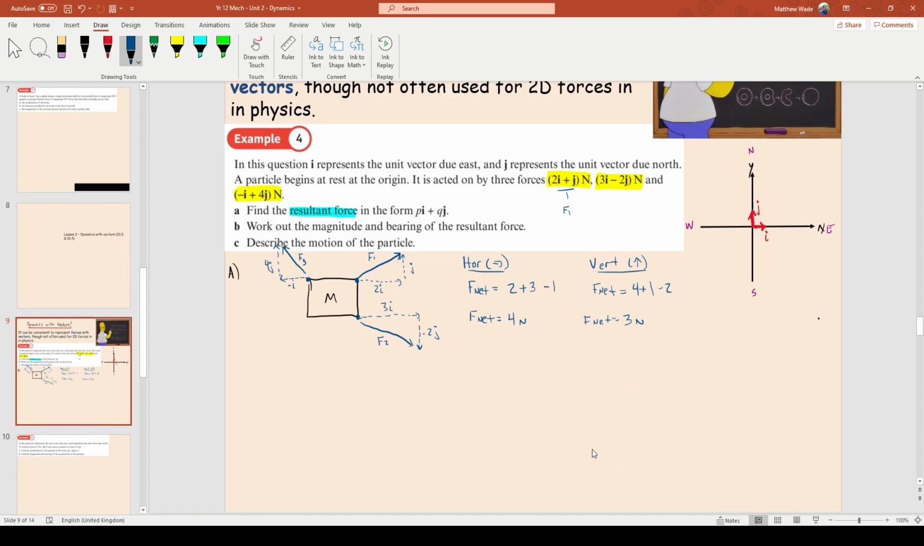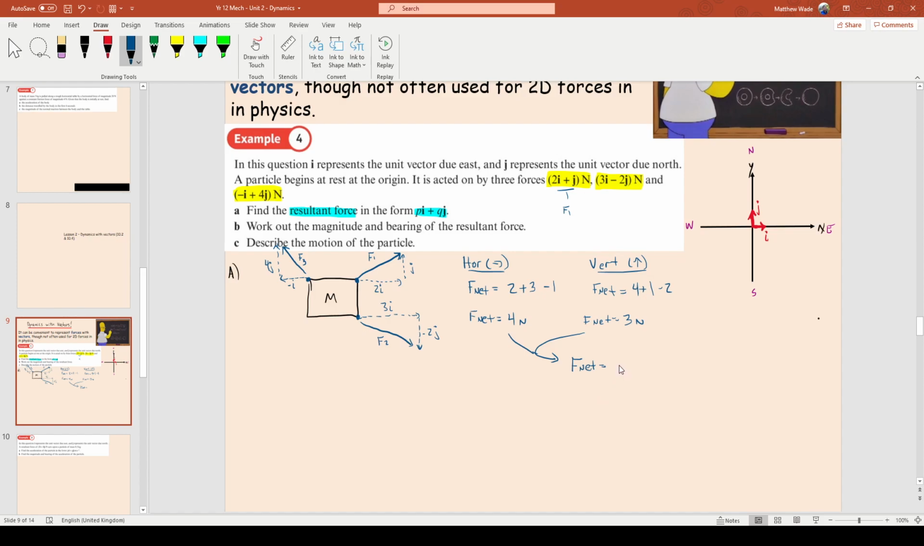Cool? Now, unfortunately, it's not okay to just leave them in horizontal and vertical components. We did get our answer, but they had asked us to do it in vector form, okay? This part here, they wanted it in vector form. So what are you going to do? Well, you're just going to combine these two overall forces, the horizontal overall force and the vertical overall force, into just one total overall F net, one total overall resultant force. And here's what it is.